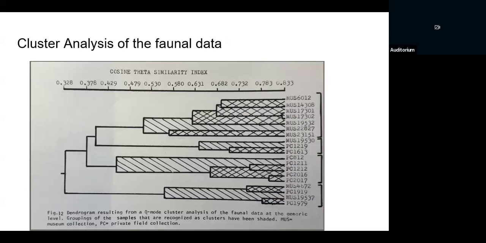So you see some crosshatch marks here showing that the analysis pretty much put these samples together and put these together. I looked for natural breaks in the clusters to distinguish them, and ended up with about four major communities of mollusks that existed during this time.